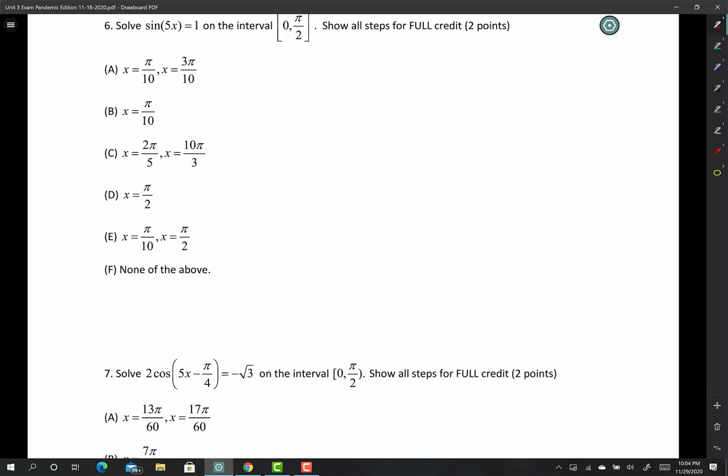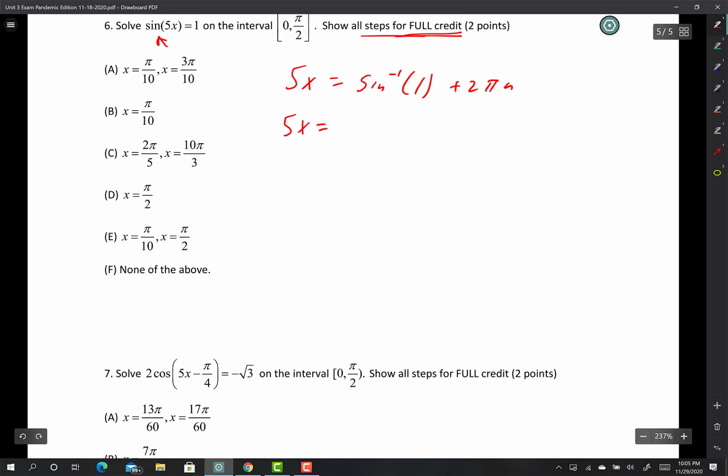So it says solve sine 5x equals 1 on the interval 0 to pi over 2. Show all steps for full credit. All steps. So I wanted to see this. I'm doing the arc sine already. So 5x equals arc sine of 1 plus 2 pi n. You didn't necessarily have to show me that step. You could have just gone 5x equals pi over 2, like right here, plus 2 pi n. But some of you guys circled pi over 2 and said, oh, that's one of the answers. I don't know how you got pi over 2 from here because x is not by itself yet.